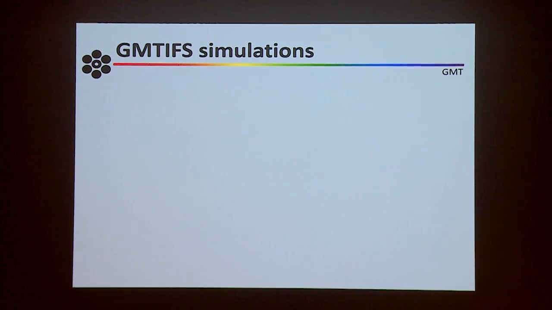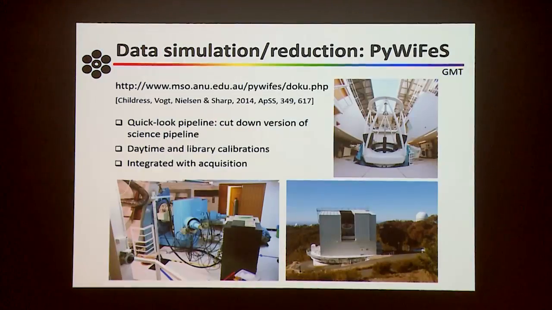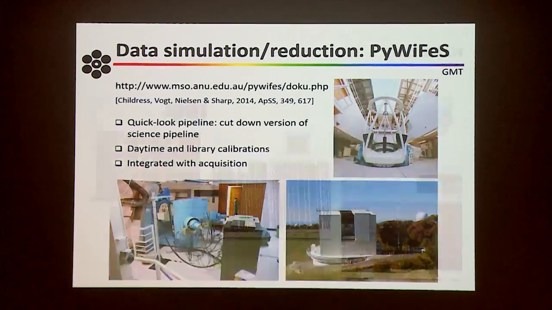Now, these simulations I'm talking about are actually done with a very detailed instrument simulator called GMTIFS Sim, which is actually based not on the NIFS or GSAOI instruments, but on the much more modern simulator that we have for WiFeS, our own in-house integral field spectrograph on the ANU 2.3 meter telescope here. This is WiFeS here. This is a system called PyWiFeS. We've hacked that system in order to turn it from a data reduction system into a simulation system for GMTIFS.